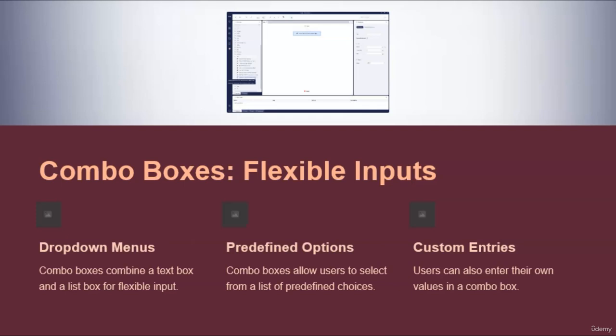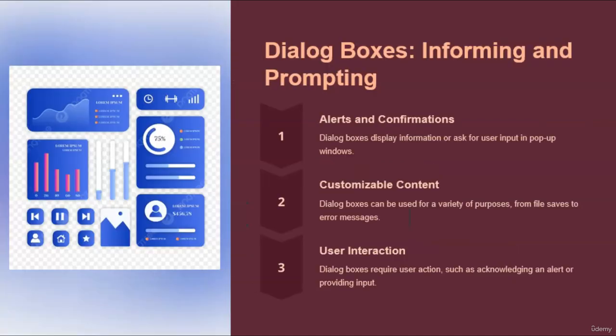They combine the features of a text box and a list box, allowing users to either select an option from a drop-down list or enter their own value. They are useful in forms or settings menus where you want to offer a list of predefined options but also allow for custom input. These boxes streamline the interface by offering a compact way to present multiple choices.